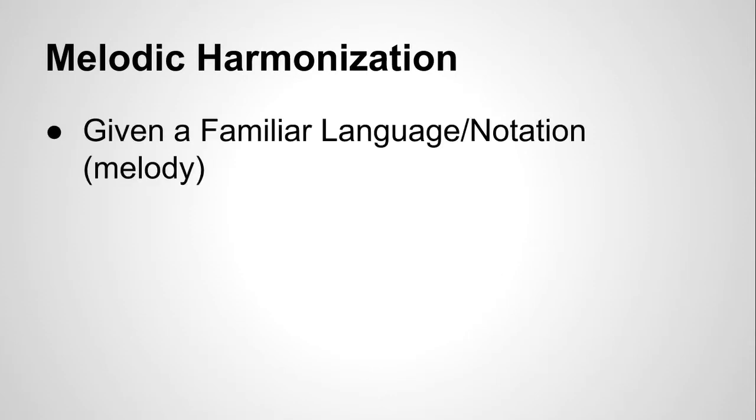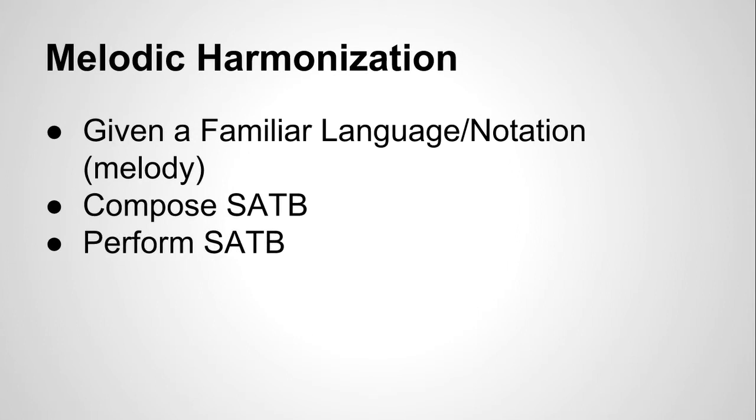Another way here of solving for our musical dilemma is we're going to do what's called melodic harmonization. In other words, given a soprano part, a melody in familiar language or musical notation, we will compose the soprano, alto, tenor, bass around it. So we have the soprano, give me the bass and the alto and the tenor. And then we will perform that.